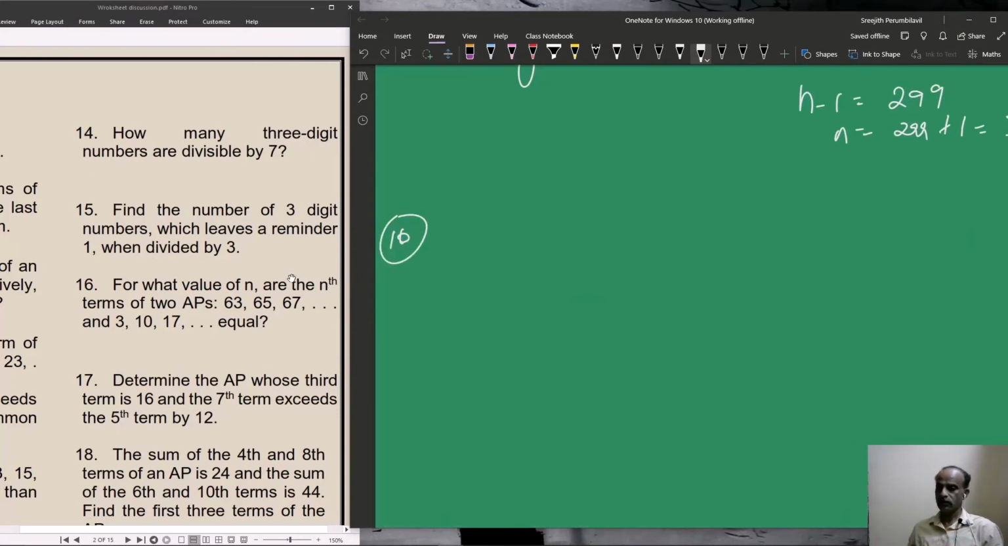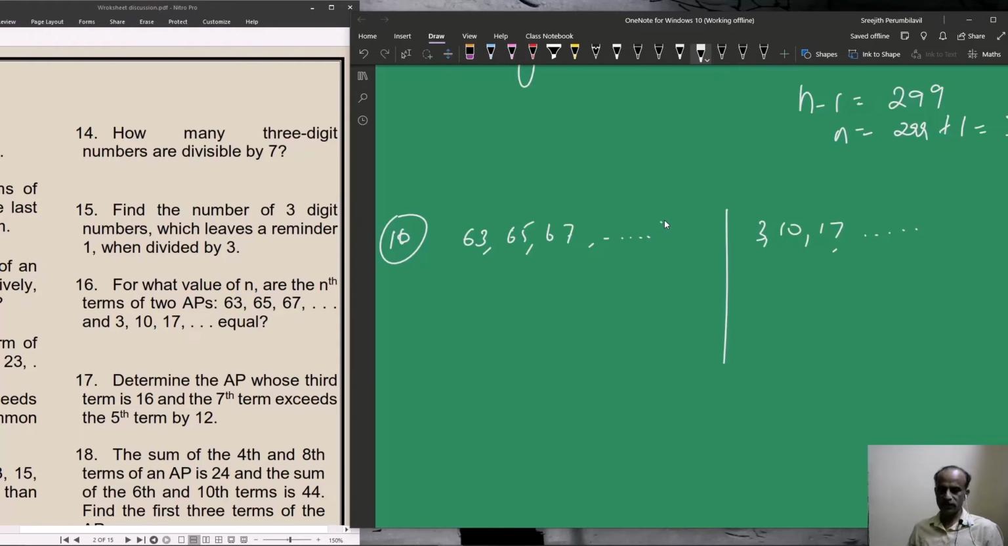For what value of n are the nth terms of two APs equal? There are two APs given. First AP is 63, 65, 67, etc. And the next AP is 3, 10, 17, etc. For what value of n are the nth terms of the two APs equal? What does that mean actually? When you look at this, it seems to be a decreasing AP, that is, after some time it may be 0, negative. Here it is increasing. That means somewhere they will have a common term.